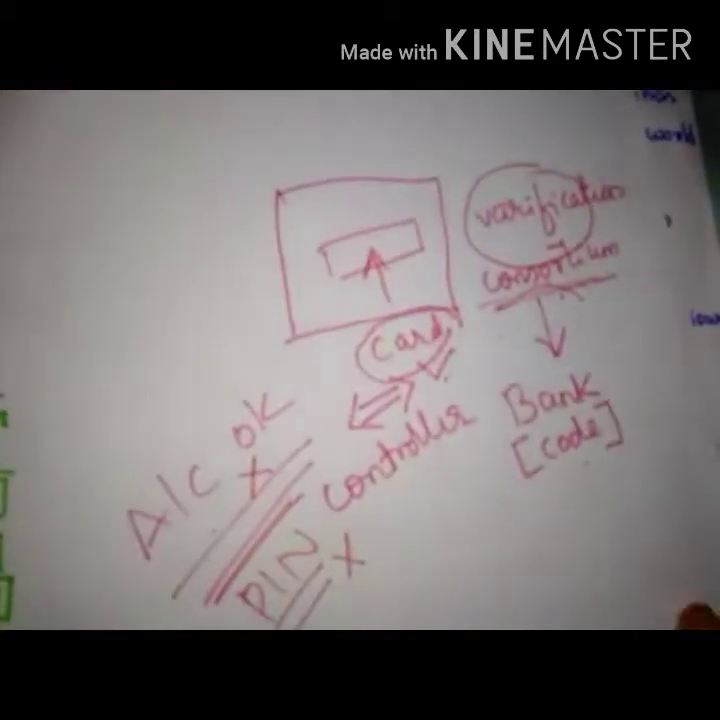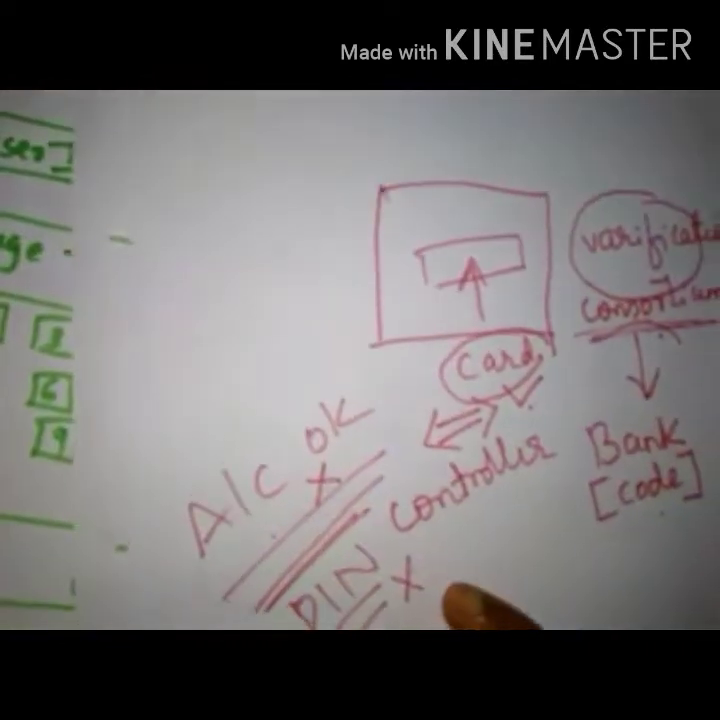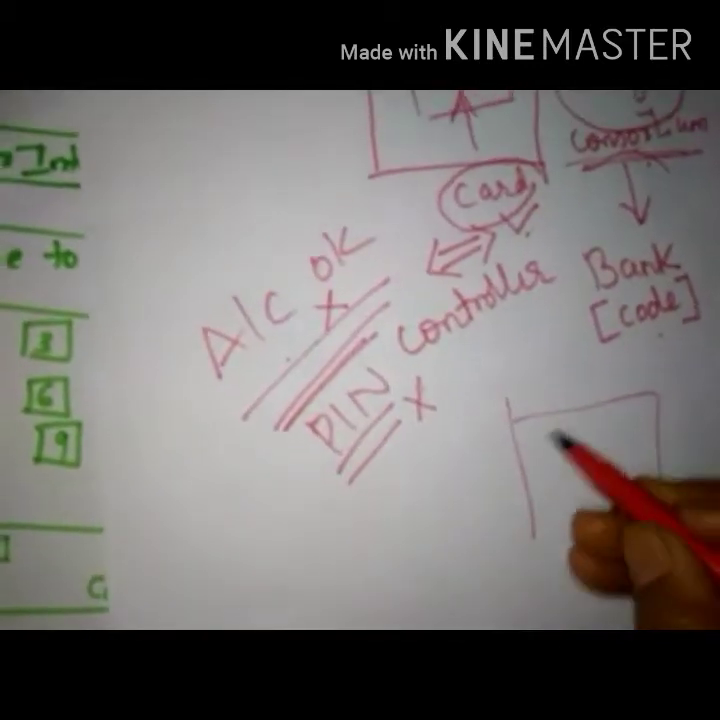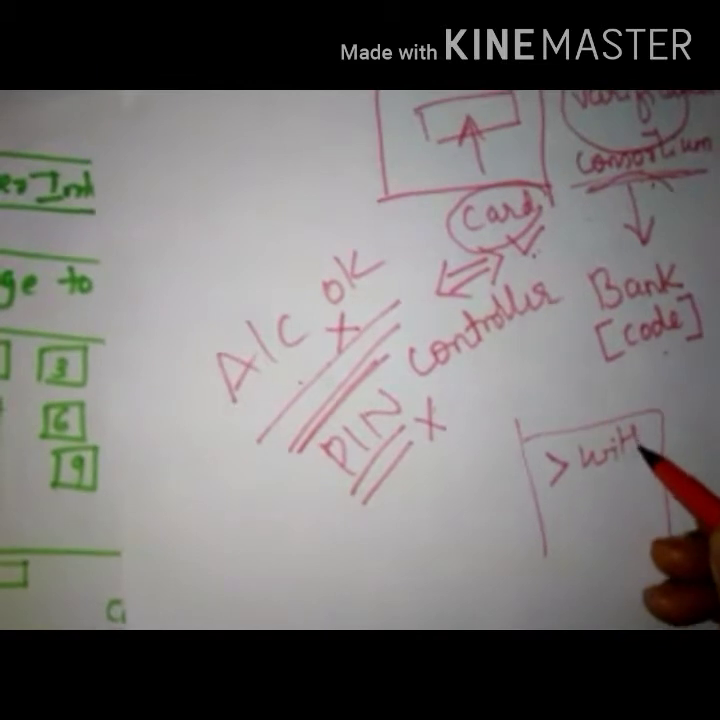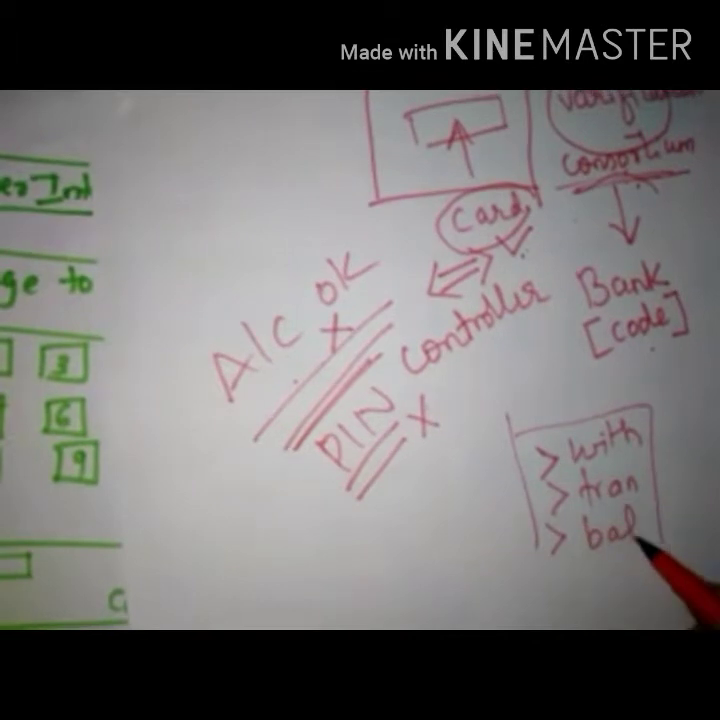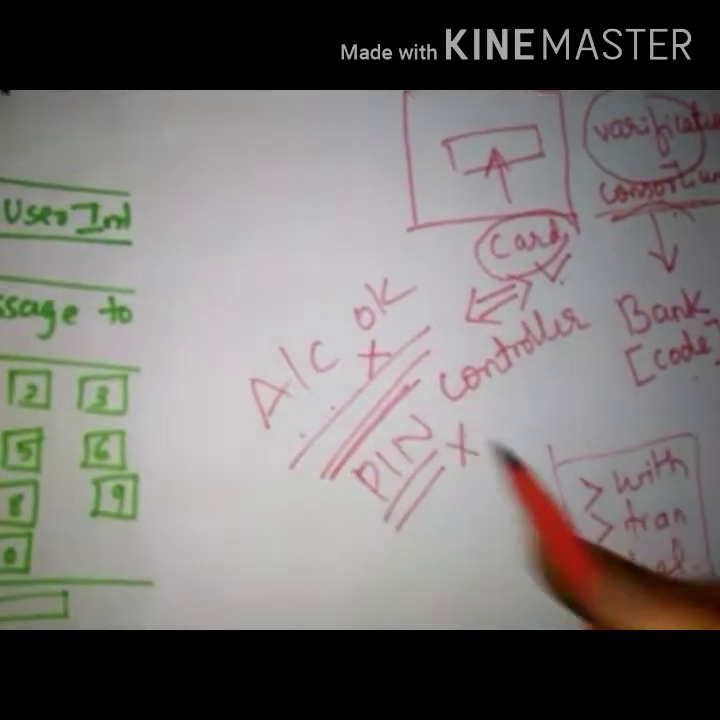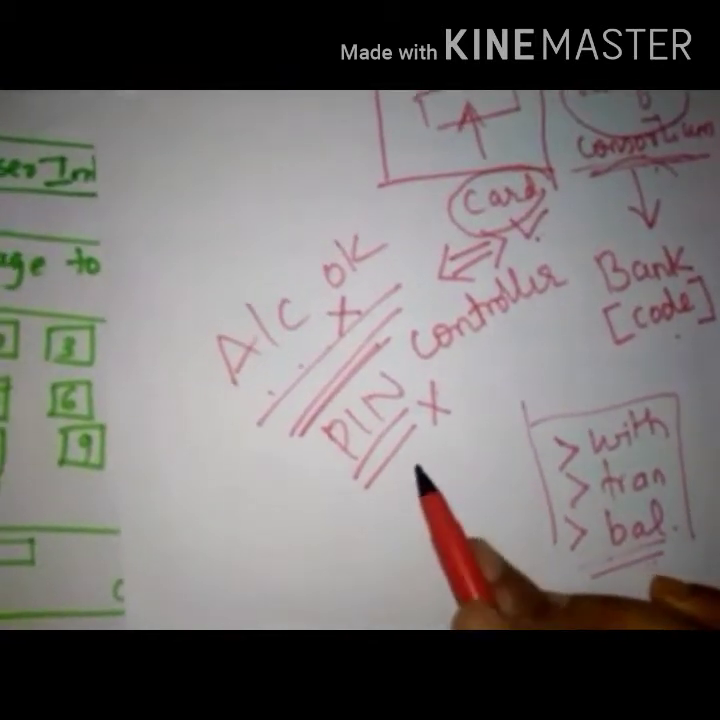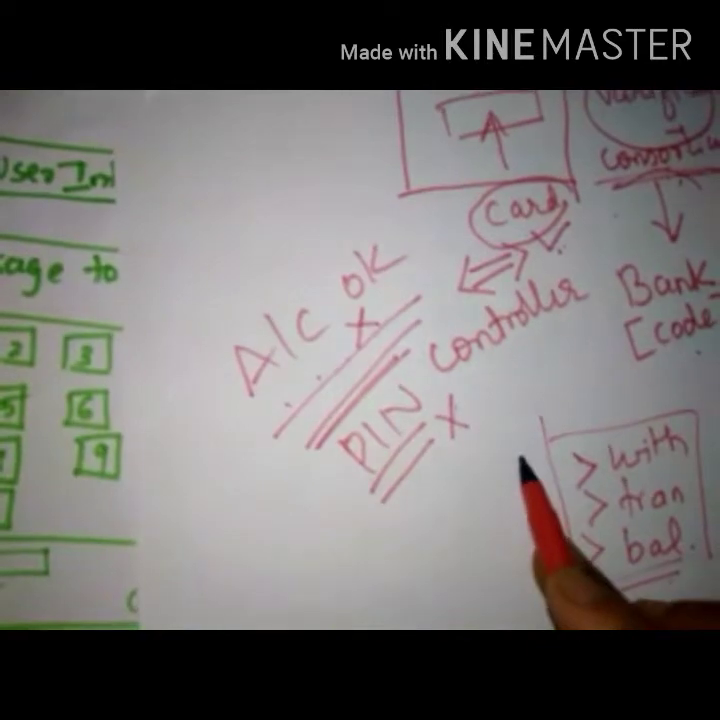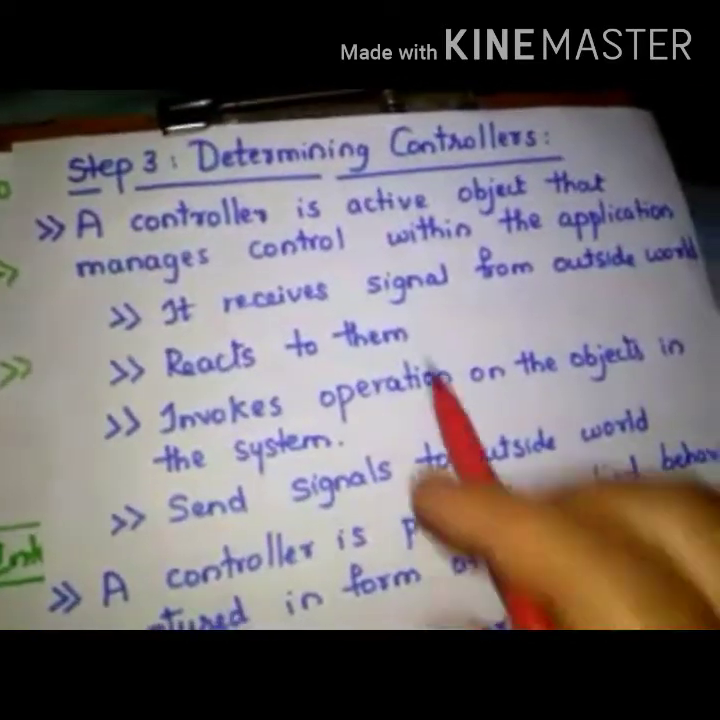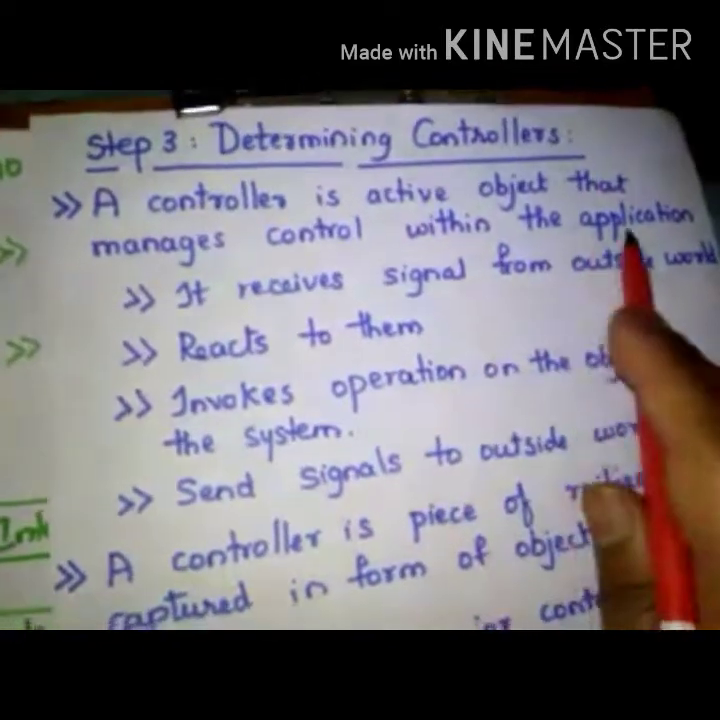What information will it send to the outside world? Either, if the account is okay, the message will be displayed for you to choose different options, like whether you want to do a withdrawal, or a fund transfer, or check the current balance, right? So if it is okay, this information will be displayed to the external object, which is the user. Otherwise it says PIN is incorrect, account is not valid, or account is not readable. So the controller object is an active object that manages the controls within the application.